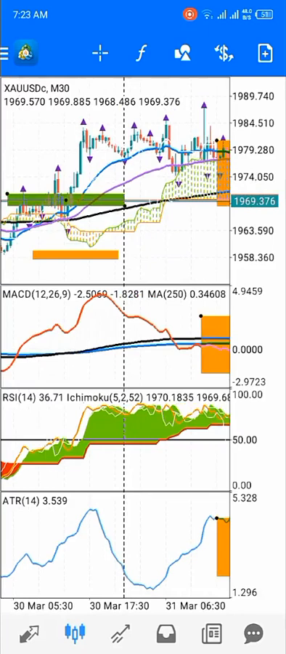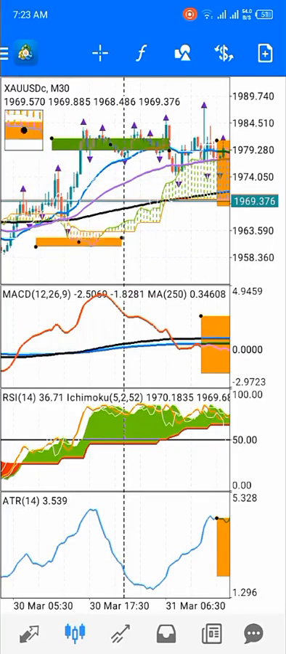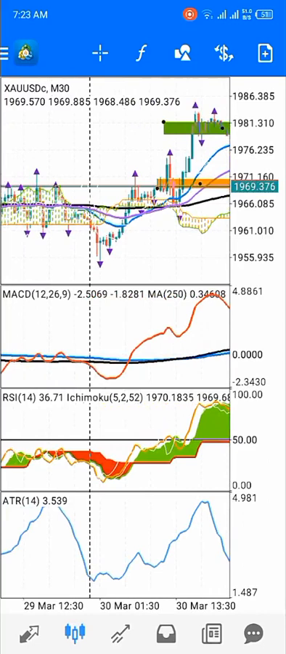So on the screen, you see price going up. And then as it goes up, you move the stop loss along into the profit area.